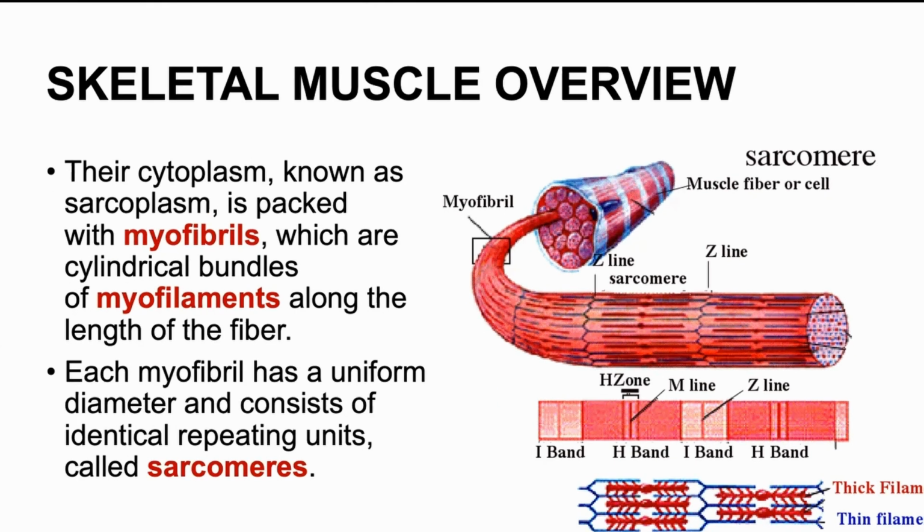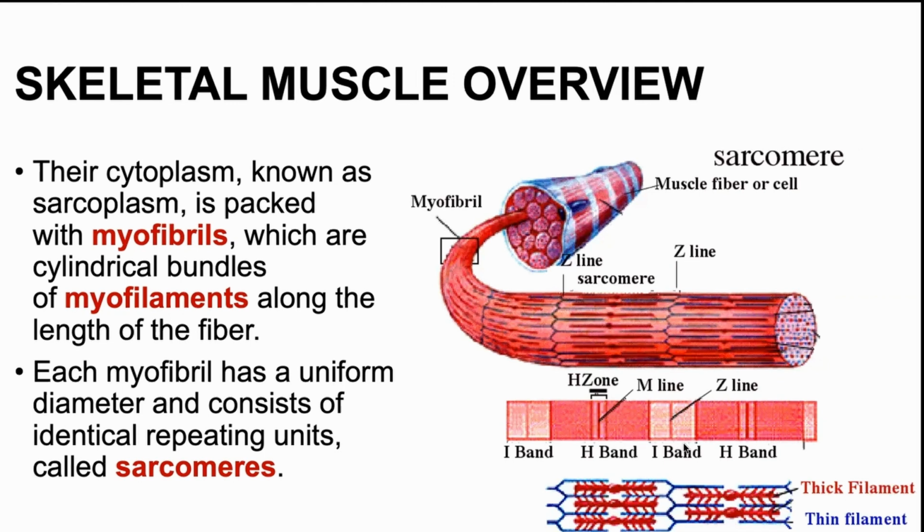Each myofibril consists of identical repeating units called sarcomeres. We'll go through the detail of sarcomeres eventually. This is a sarcomere. The sarcomere is the unit where there is muscle contraction. So when you have muscle contraction, there are certain things that happen, and I think I'll pull up a video so you guys can see a bit more detail or understand it a bit better. Just remind me if I somehow get lost in this presentation.